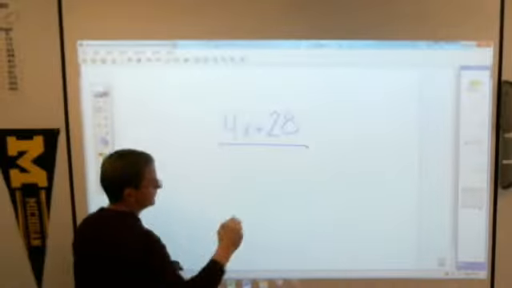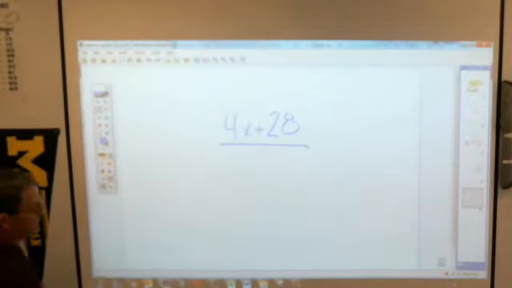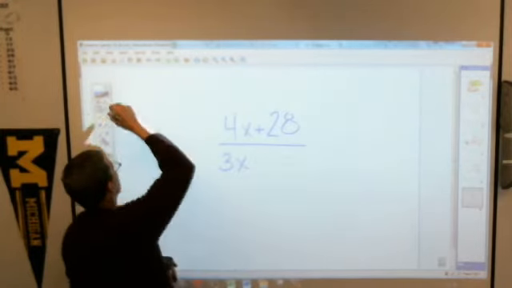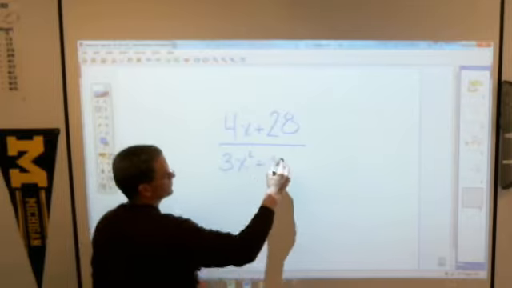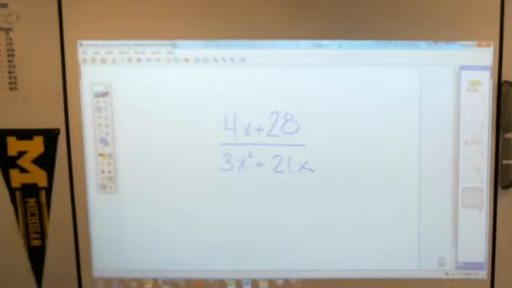4x plus 28 over 3x squared plus 21x. Shall I give you a second to try that, or shall I do it for you? Shall I hold your hand like I have been, or do you think you can at least try something on your own? Ooh, I like that.